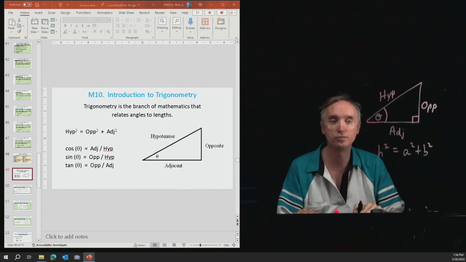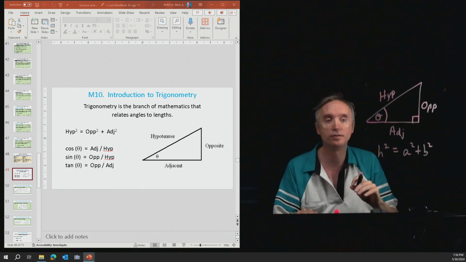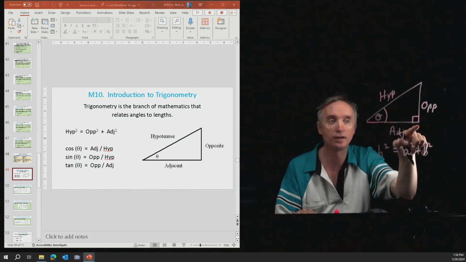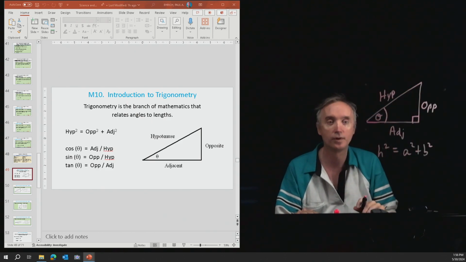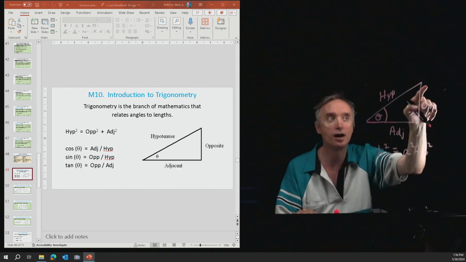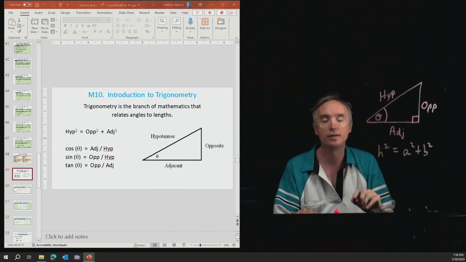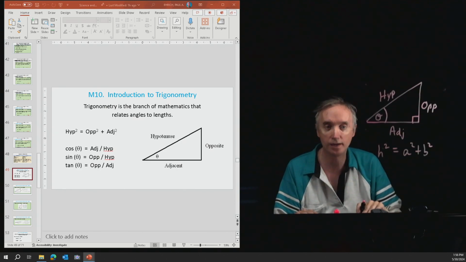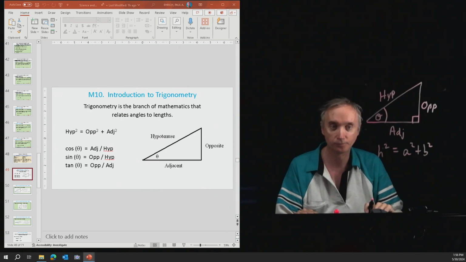So you have the cosine of this angle is going to be defined to be the adjacent side, so this length right here, divided by this length right here. Then the sine of the angle is defined to be the opposite side divided by the hypotenuse. And then notice that the tangent is kind of a combination of the cosine and the sine because it's the opposite divided by the adjacent.